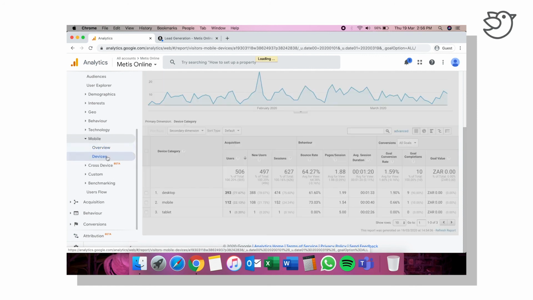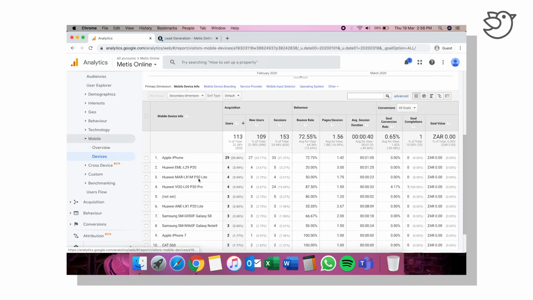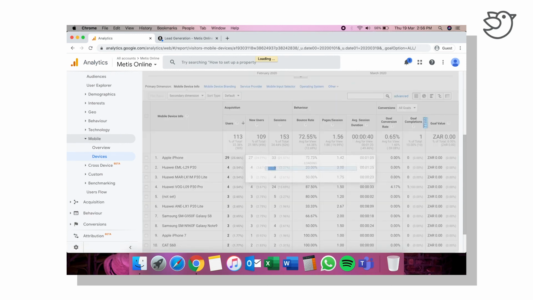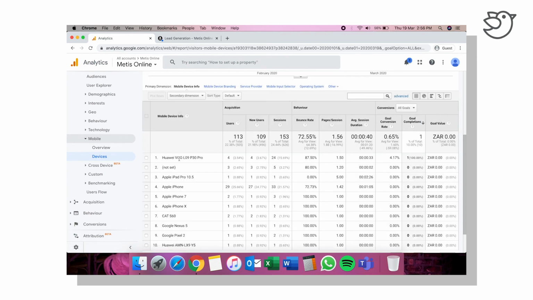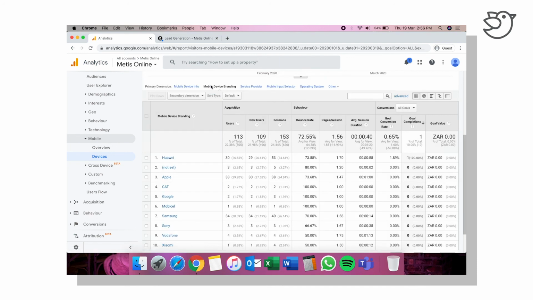If you wanted to get a little bit more granular, you could click into devices, and then it actually takes a look and breaks down all the different devices and how those are converting on your site. So if I wanted to maybe just sort this out here, and see, okay, here's my one conversion that came through, and I can see exactly the phone that it has come through on. This is obviously quite granular, so if you want the primary dimension, you can just go to branding, and then it will put all of that information in one.